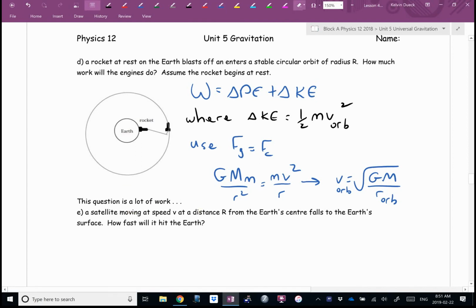This question is a lot of work, both in terms of you'll get a big answer, usually in the 10 to the 10th, 10 to the 11th range. If you're around the moon, which has less gravity, usually in the 10 to the 9th, 10 to the 10th range. And it's a lot of work because this basically took a whole page, especially if I didn't give you v.